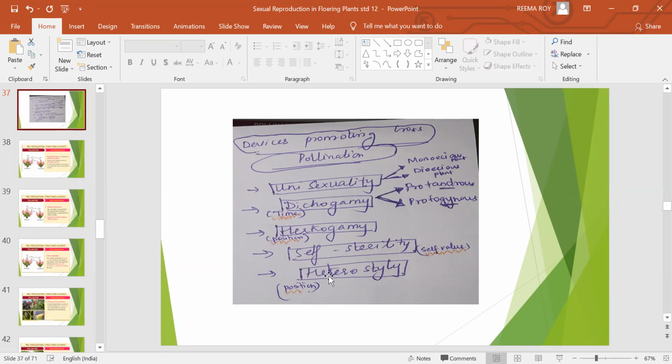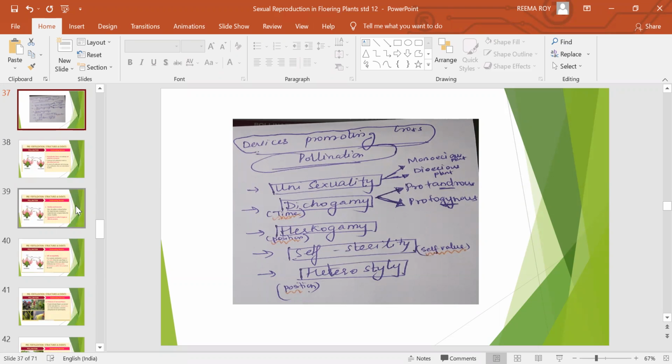And in heterostyly, the stigma and anthers grow at different heights, which does not favor self-pollination. Heterostyly के example है primrose, and hercogamy का example है pansy. Okay.